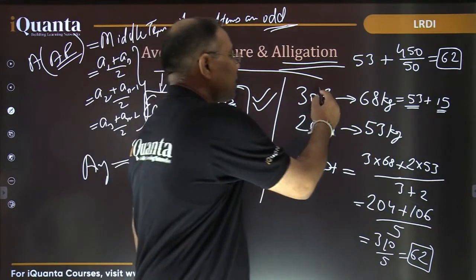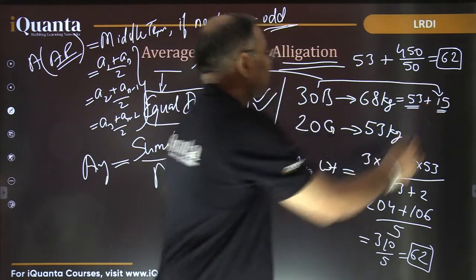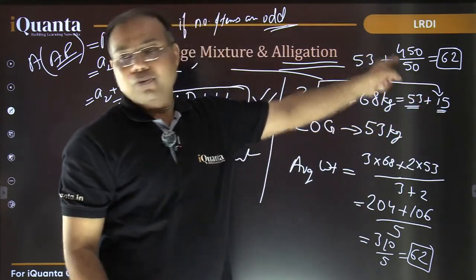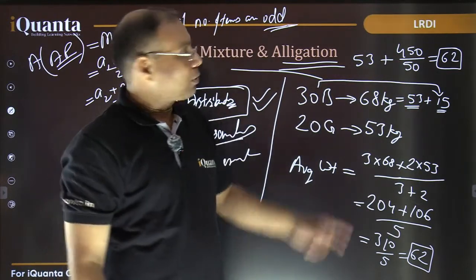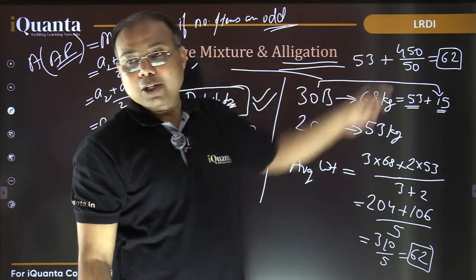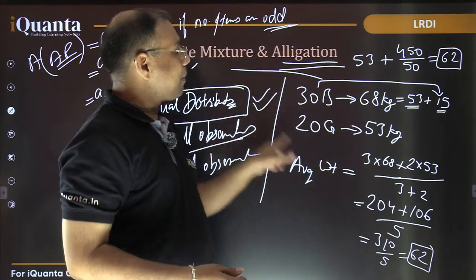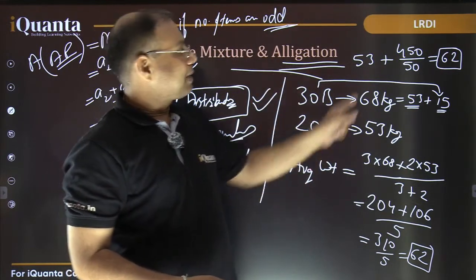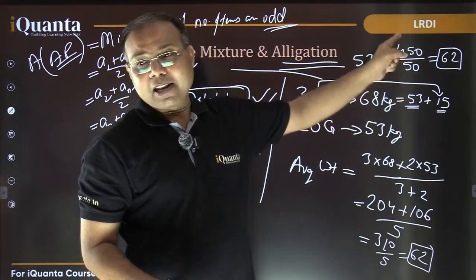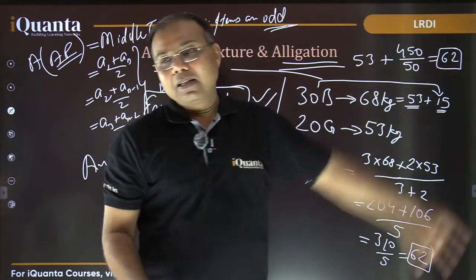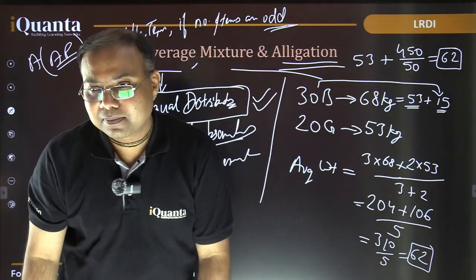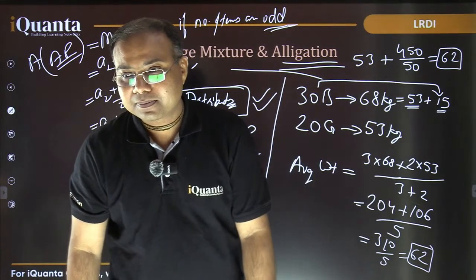So total how much extra weight is there? That is 30 into 15, basically 450 kilogram, right? So now this 450 kilogram extra weight needs to be distributed equally among all the 50 students. That is 450 by 50, that is 9. So 53 plus 9 is your average weight. I hope it is clear now.